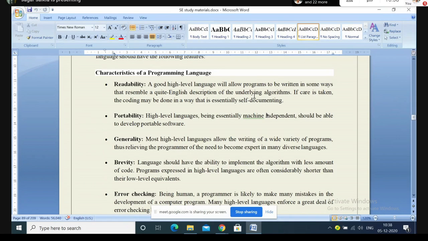So indirectly, it has an underlying meaning. It relates to English, how we speak, isn't it? So any high-level programming language that we choose for making the project or software should be readable. That means it should be understandable by the person who will be using the programming language.